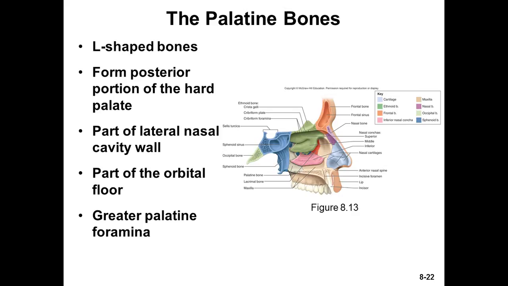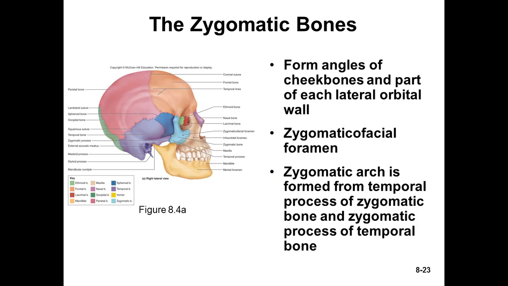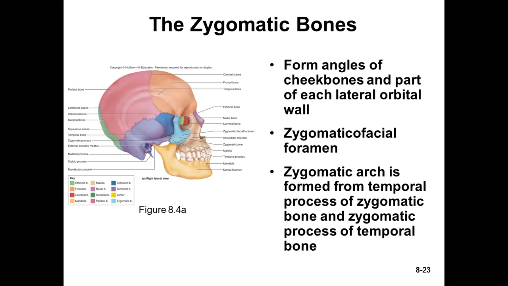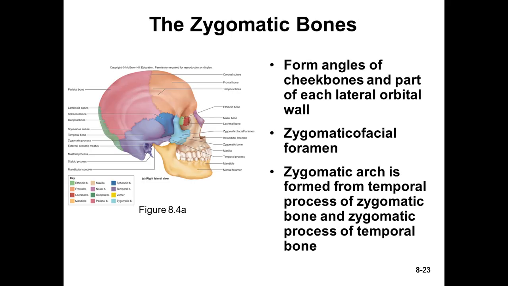Palatine bone is just an L-shaped bone. They don't have a lot about that particular bone, which is on page 243 of your textbook. Of course, you have your zygomatic bone. That's that blue bone that you see, figure 8.4a. That's your cheekbone. You have a zygomaticofacial foramen. Nerves and blood vessels to the cheek travel there.